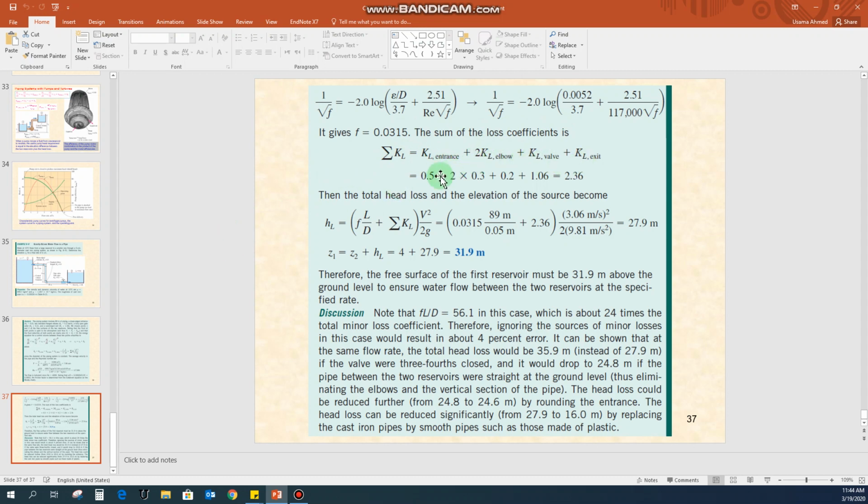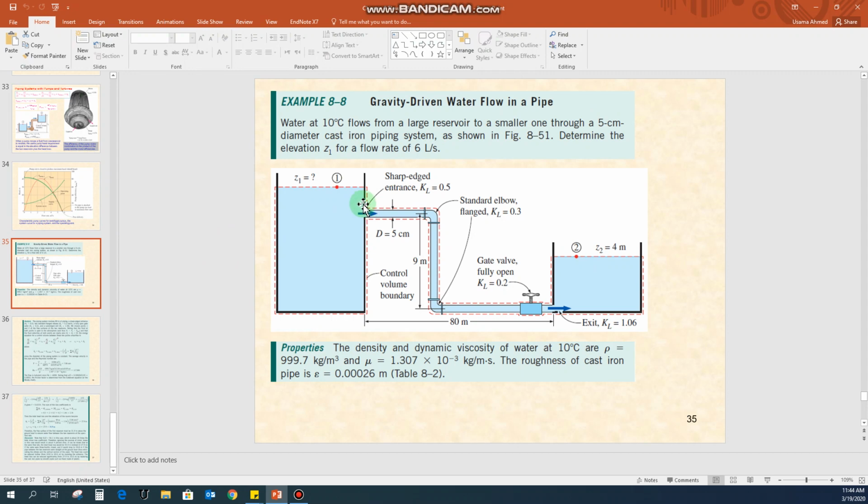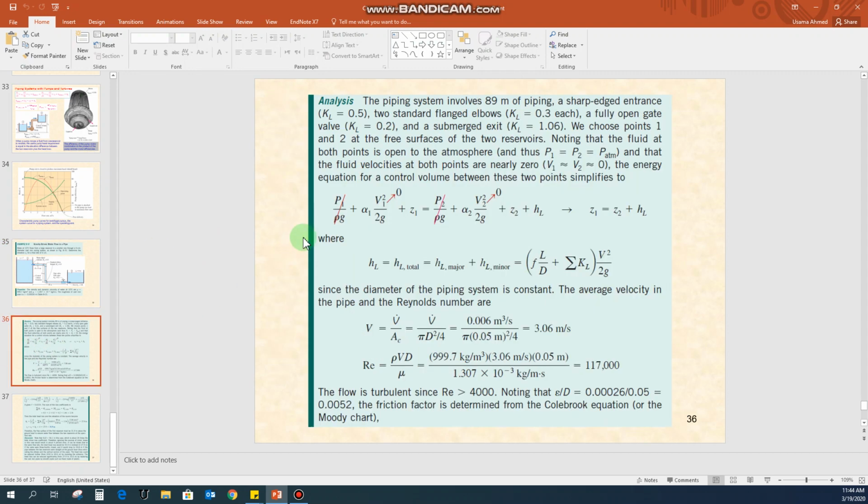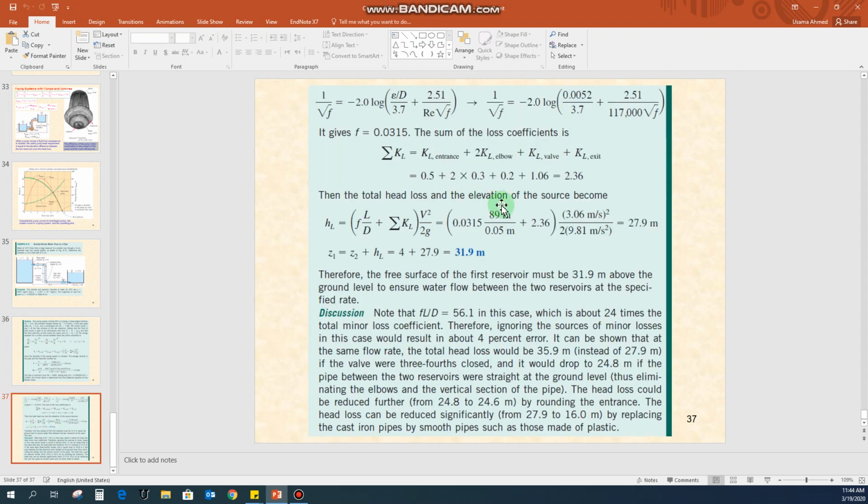And then for the minor head losses, we have to see what the total minor head losses in the system are. There is one entrance here, which causes a head loss. Then we have two elbows, so we multiply 2 by the loss coefficient of the elbow. Then there is one valve in the system, with its loss coefficient, and the pipe exit KL value. So you will get the total value for KL.